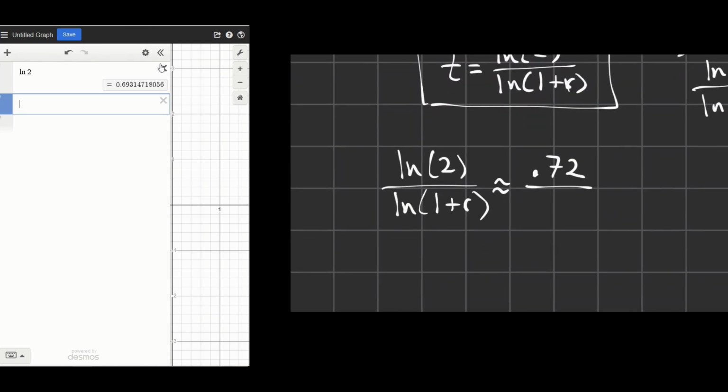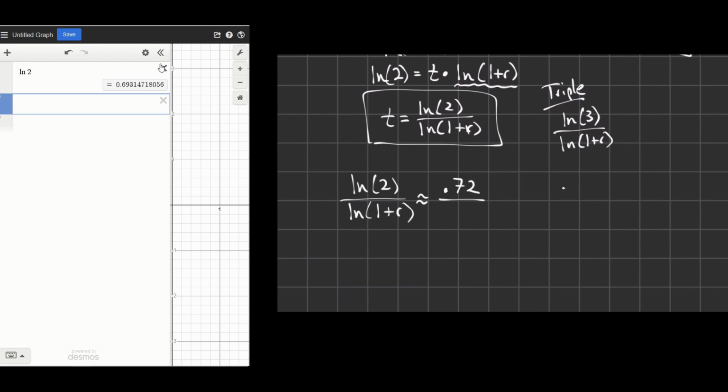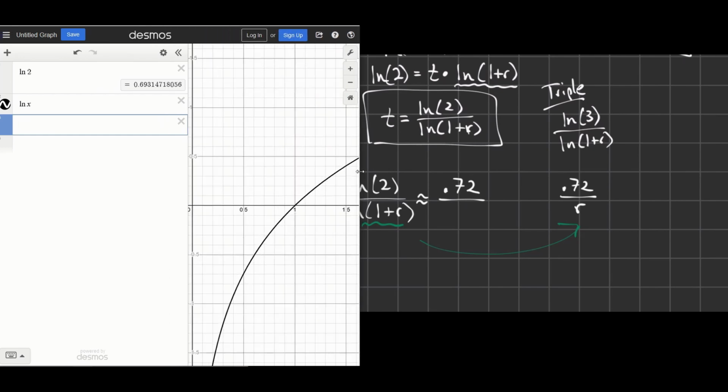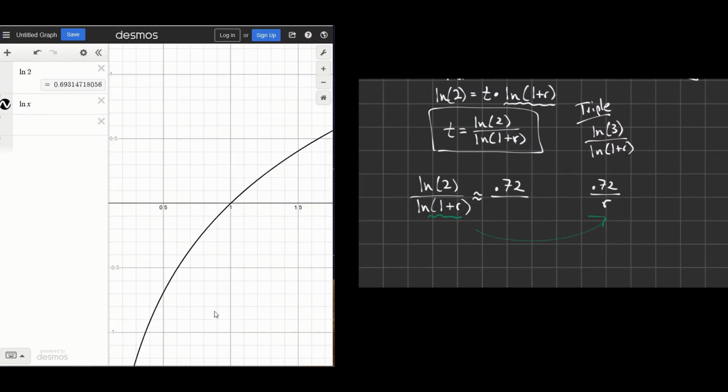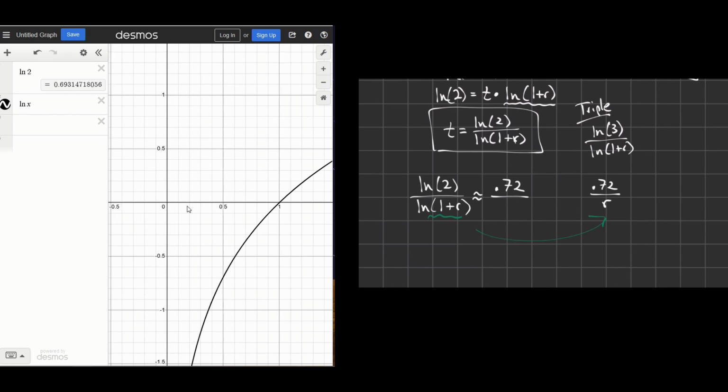And then you might say, well, that's great, but the rule of 72 says that you should take 0.72 divided by just the rate. But over here we have the natural log of 1 plus the rate. So how do we get from there to just this R value? Well, for that we need to take a look at the natural log graph. So if you remember from high school, we could graph these logarithmic functions. All right, so let's take a look at the natural log graph. It looks something like this.